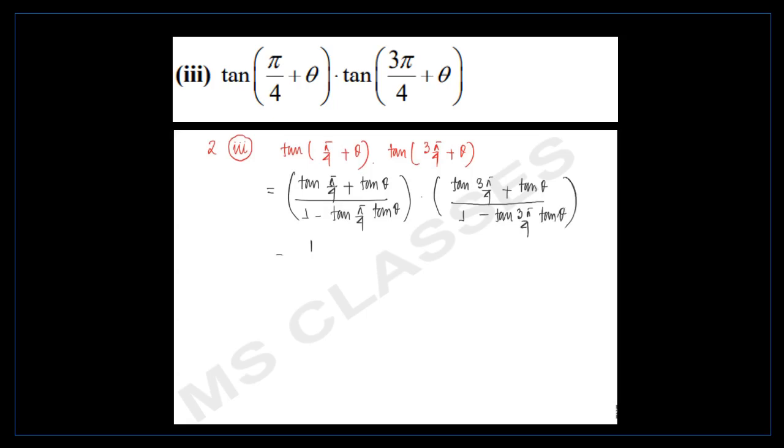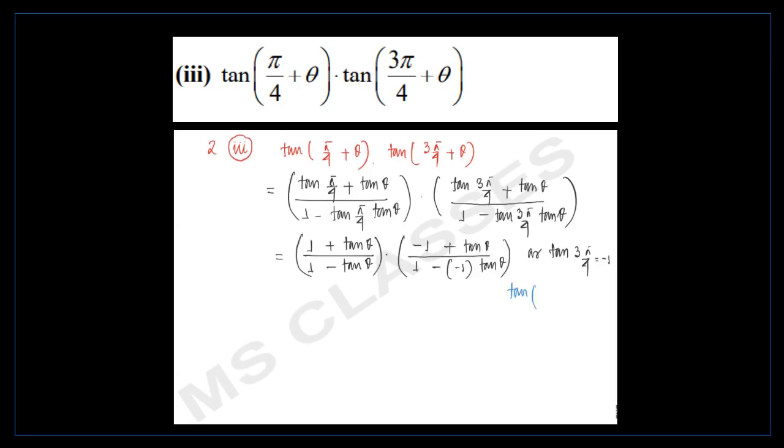Tan pi by 4 is 1, so 1 plus tan theta by 1 minus tan theta into tan 3 pi by 4 minus 1 plus tan theta by 1 minus of minus 1 tan theta, as tan 3 pi by 4 is equal to minus 1. You can see this one. How is tan 3 pi by 4 minus 1?